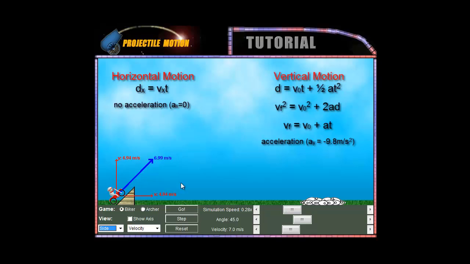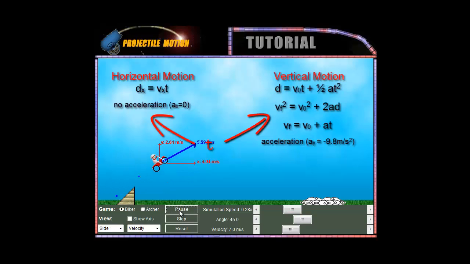You can study the x direction independently of the y, and really the only thing that links those two together is time. The time it takes for the motorcycle to travel from left to its final destination on the right is exactly the same as the time it takes for the motorcycle to reach its maximum value and fall back down to the ground. Now I'm going to hit start or go, and we'll see what the actual motion of that motorcycle looked like.